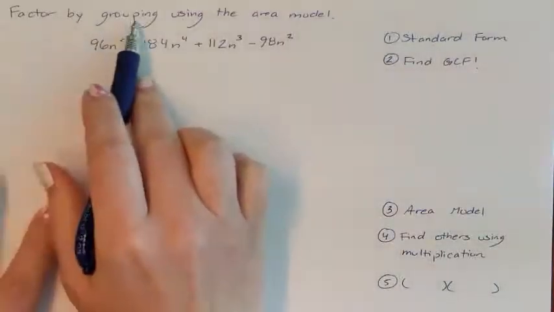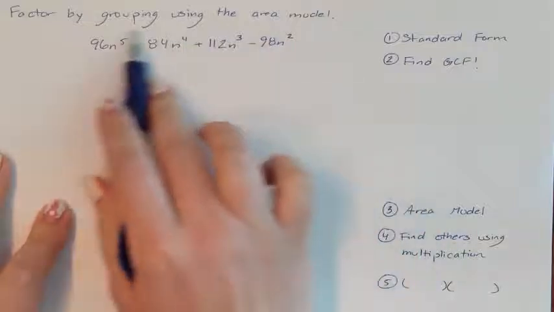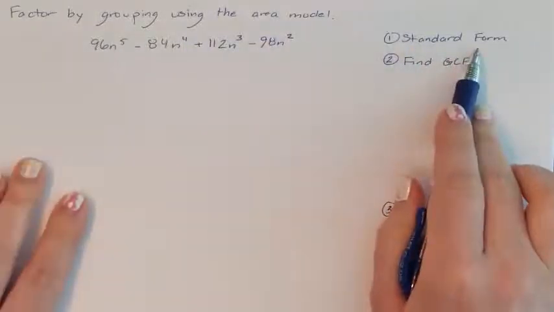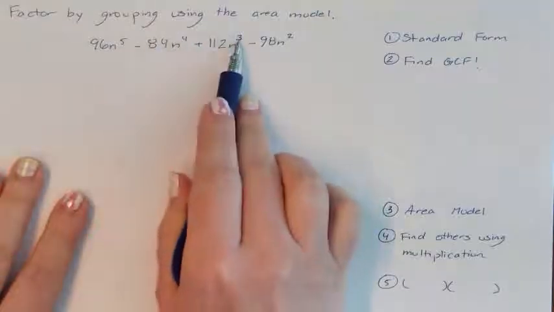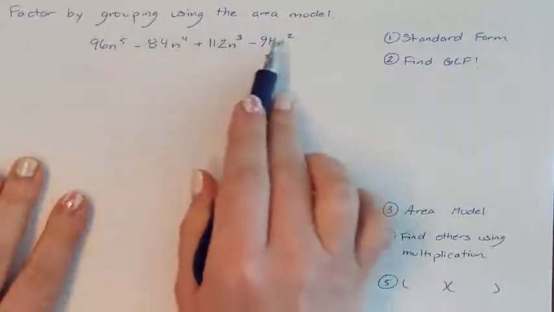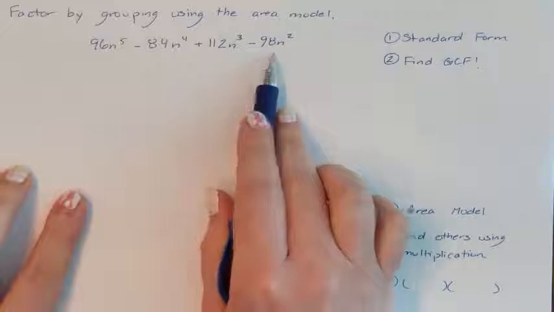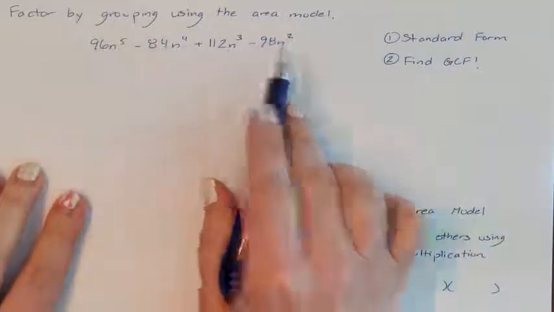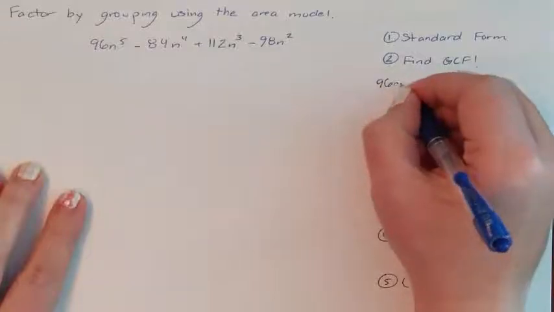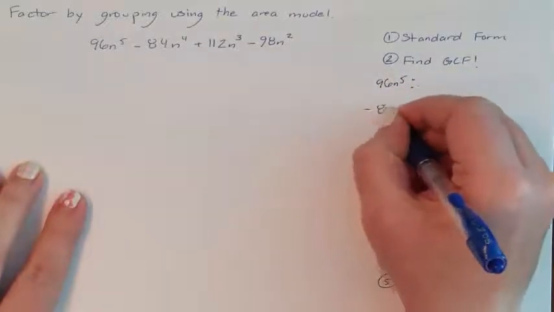So we're going to factor by grouping using the area model, and we have our problem. The very first thing is to make sure it's in standard form. If it's in standard form, the highest exponent goes first, and then it goes down in descending order. So 5, 4, 3, 2. We are already in standard form. So step 1 is done. Now we're going to find the GCF. There are 4 terms. So that means I'm going to come up with 4 lists.